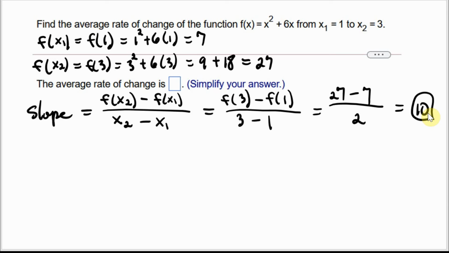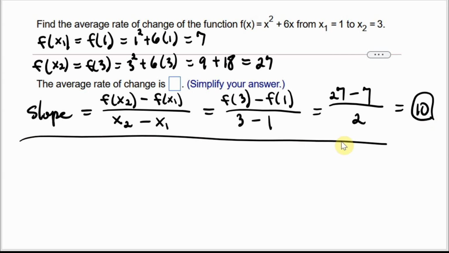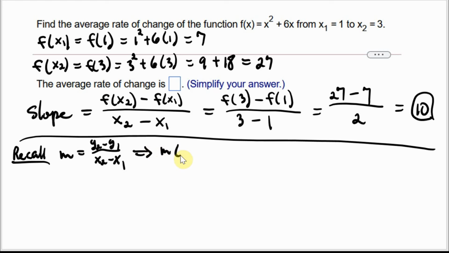So we've just learned one formula, that is the formula for the slope. And you recall how powerful that formula is. Yes, recall that the slope is equal to y sub 2 minus y sub 1 all over x sub 2 minus x sub 1. If we multiply both sides by that denominator, this implies that we have m times x sub 2 minus x sub 1 is equal to y sub 2 minus y sub 1.